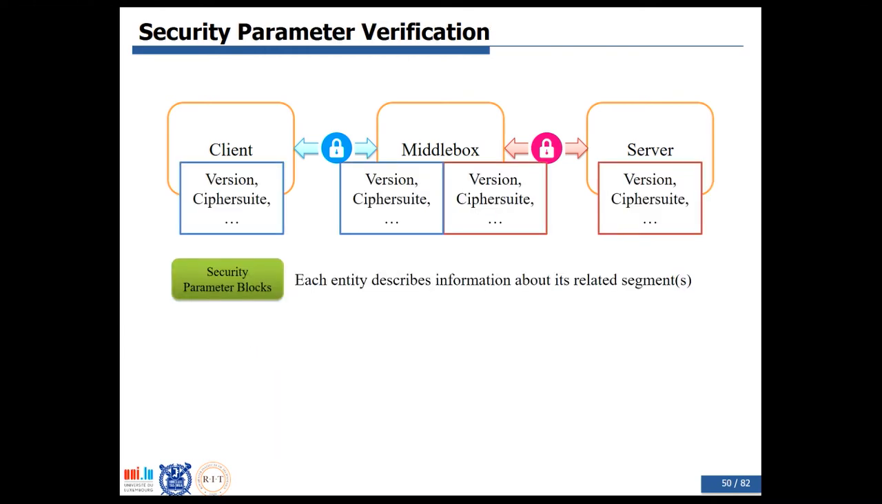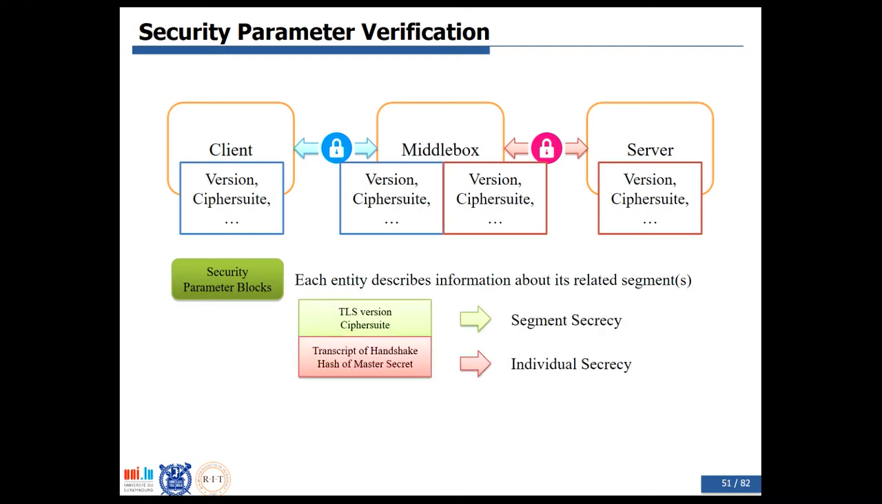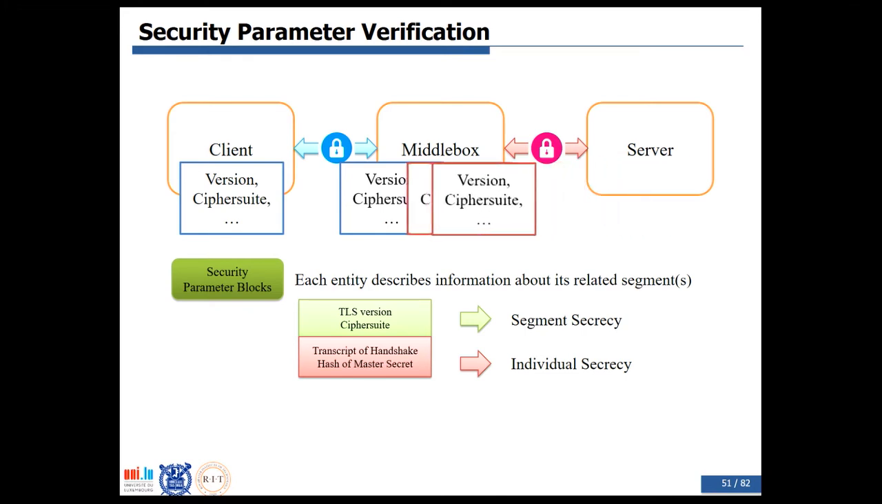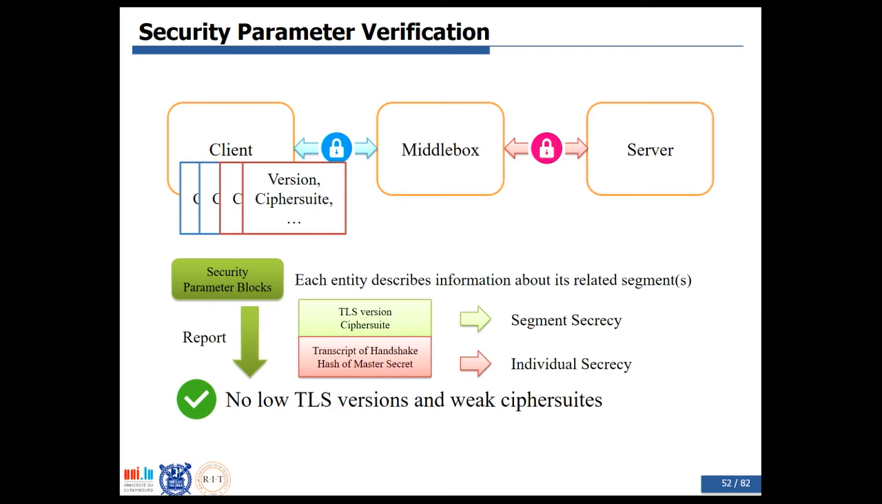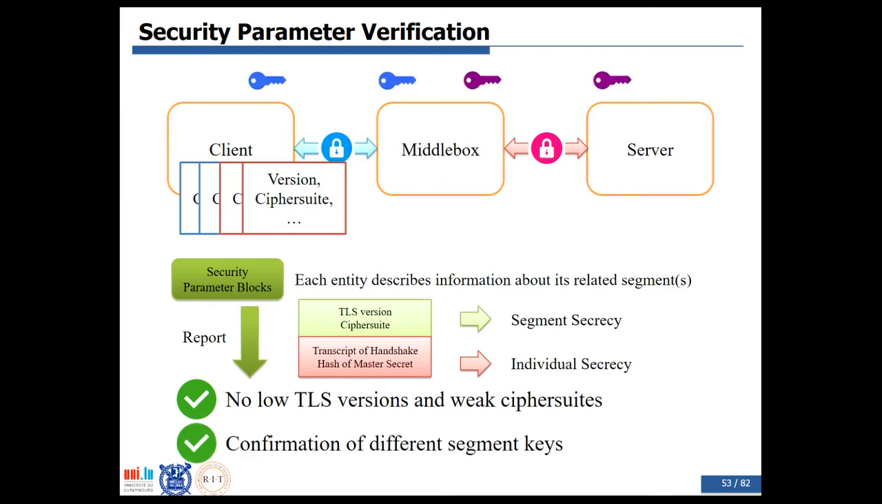For security parameter verification, each entity describes information about its related segments, including selected TLS versions, as well as ciphersuite, and a transcript of handshake and hash values of master secrets. By this information, the client can confirm no low TLS versions and weak ciphersuites are used in their session. With the transcript, the client can confirm two entities in the segment establish the segment key, and with different hash values of the master secrets, the client can confirm different keys are established in these different segments.